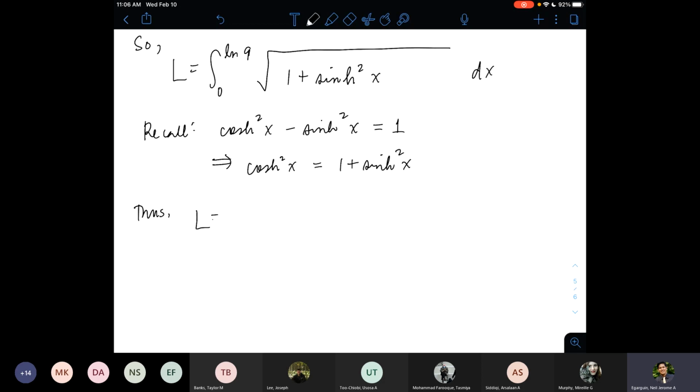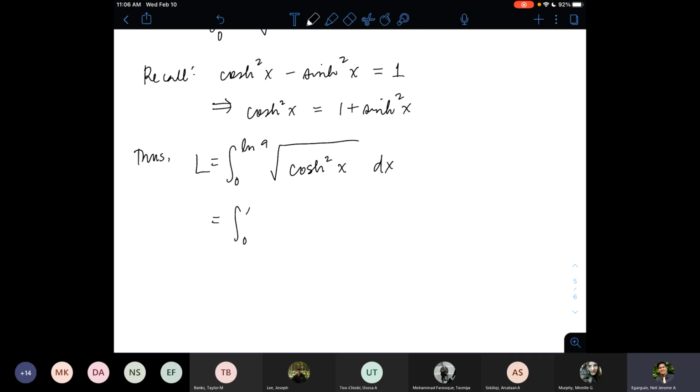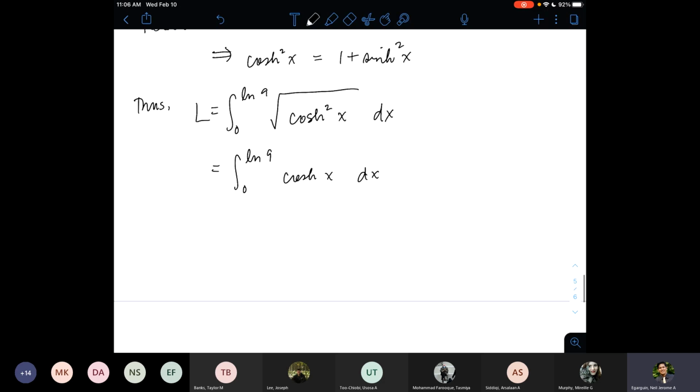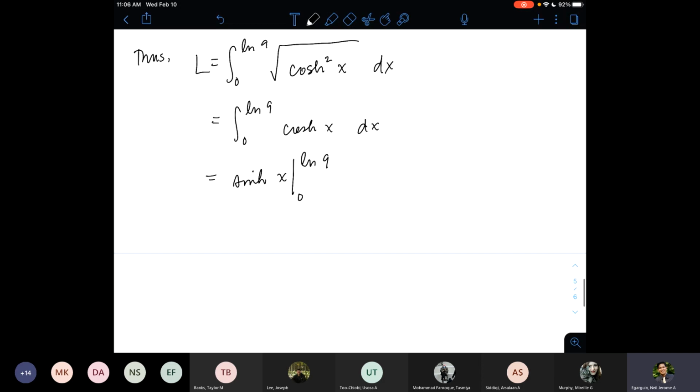Thus, the arc length would be written as the integral of the square root of hyperbolic cosine squared of x dx. And then we just get rid of the square root. What's the integral of hyperbolic cosine? The integral of hyperbolic cosine is the hyperbolic sine evaluated from 0 to ln 9. This would be hyperbolic sine of ln 9 minus hyperbolic sine of 0.